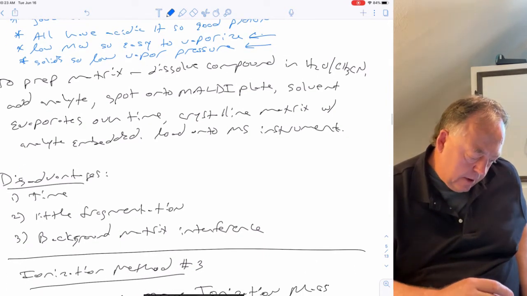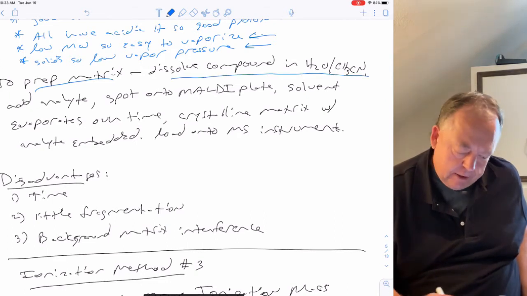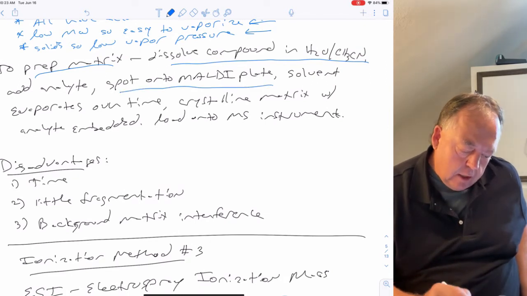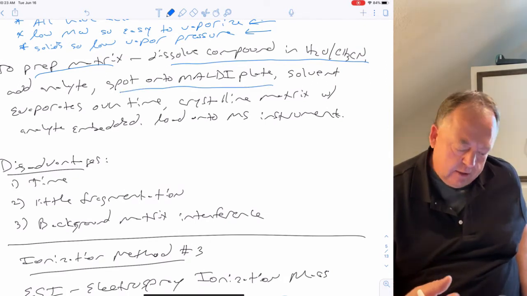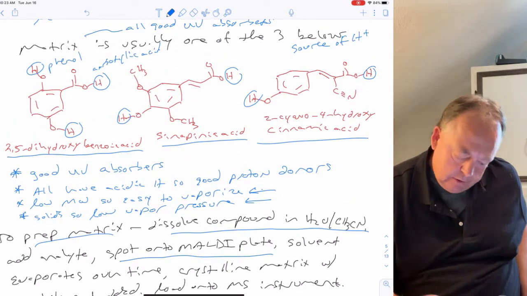So basically, to prepare the matrix, you would dissolve your compound in something like water or acetonitrile. And then you would spot it onto a matrix, onto the multiplate, which is basically the crystalline form of one of these molecules.